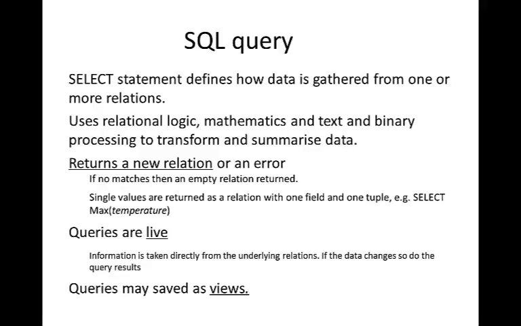If there are no matches, so you do a query and nothing matches, then you get returned what's called an empty relation, a table with no columns and no rows, and a message. If you're doing a query that just returns one value, for example, you want to know the maximum cost of a car, that's returned as a relation with one row and one column. So even if it's a single value, it's still returned as a table.